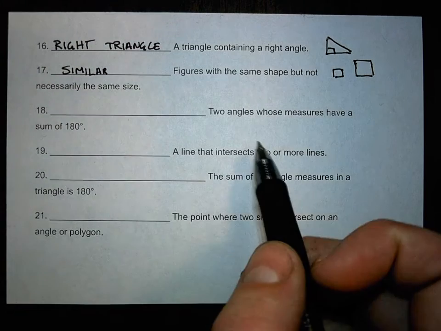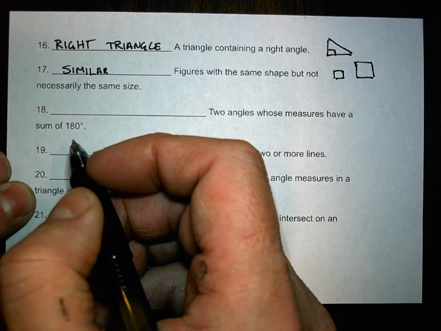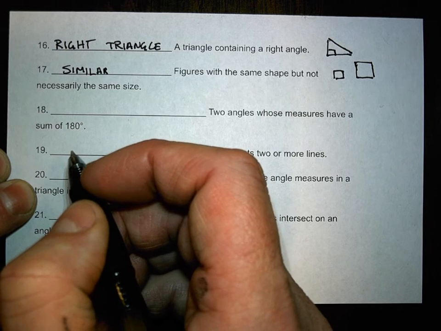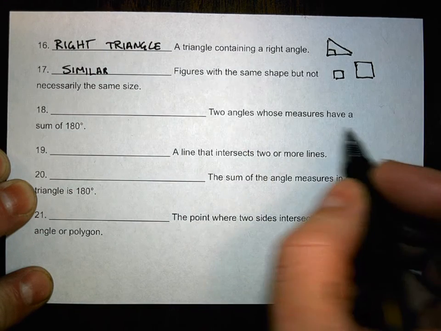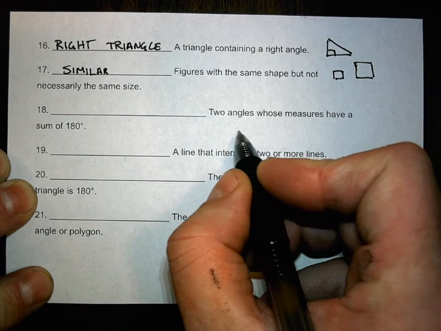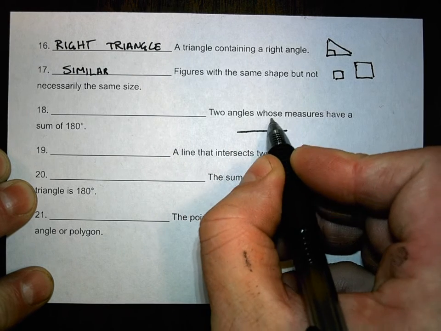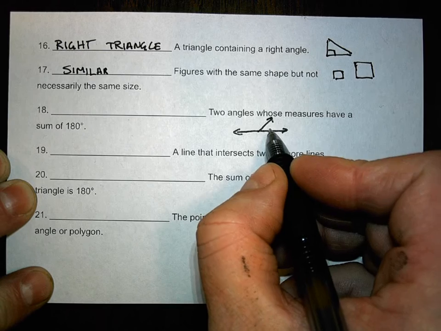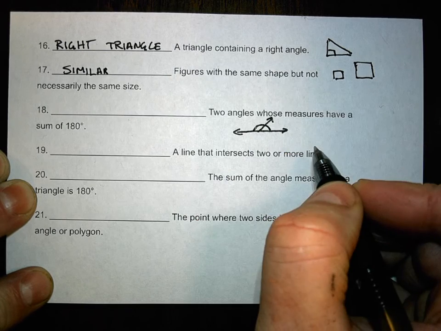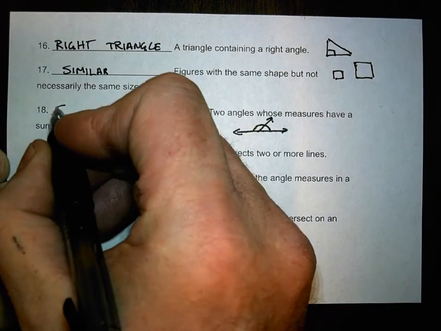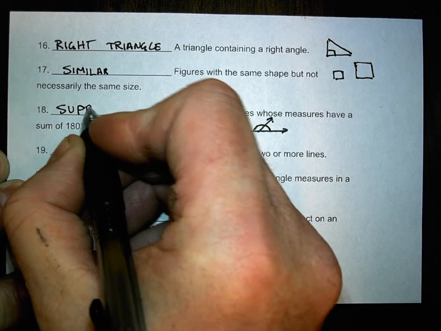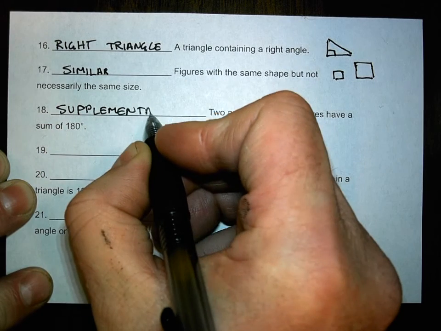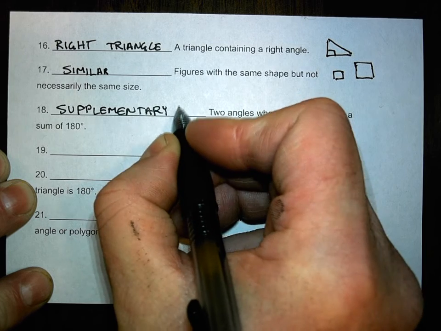Two angles whose measures have a sum of 180 degrees. Think about this. Oh, it's a straight line. Two angles whose sum, it does make a straight line here, but this is 180 degrees, right? They're called supplementary. Supplementary angles.